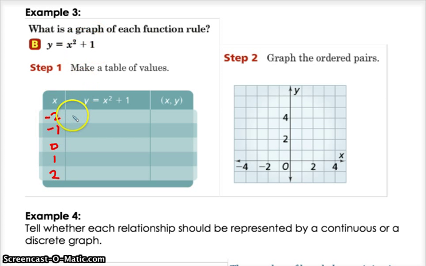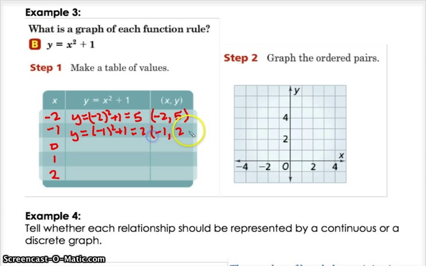If I plug in -2, y equals (-2) squared plus 1. (-2) squared is 4, plus 1 is 5. I'm left with the ordered pair (-2, 5). Plug in -1 now. y equals (-1) squared plus 1, and that equals 2. So I have the ordered pair (-1, 2). If I plug in 0, we know that 0 squared is 0, and then plus 1 equals 1. So that's the ordered pair (0, 1).